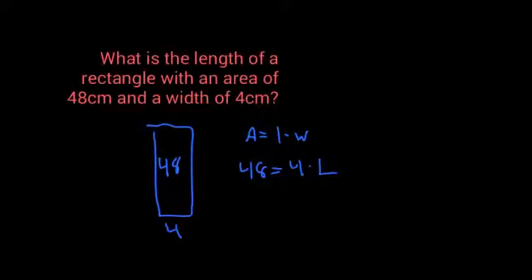So go backwards. 48 divided by 4 is going to equal L. So I'm going to divide 48 by 4 to find my length. So 4 goes into 4 once, 4 goes into 8 twice. So my length equals 12 centimeters.